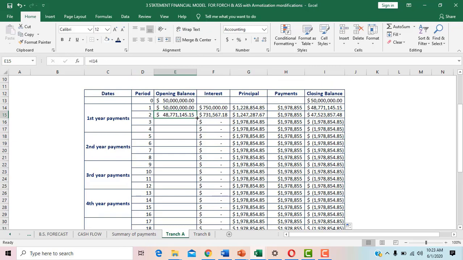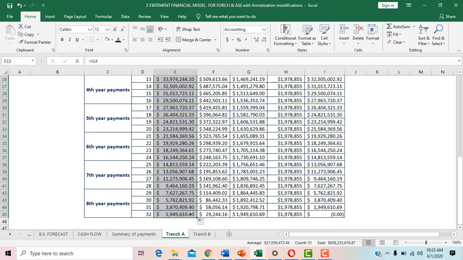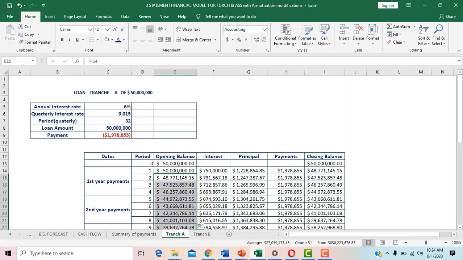And we do the same for the opening balance. We just pinch and pull that right up to the 32 period. Excellent. We realize that right up to the 32 period, we are going to have a closing balance of 0, which means this company is expected by the 32 period to have liquidated all the loan she is owing. In our next session, we are going to model out the tranche B loan.